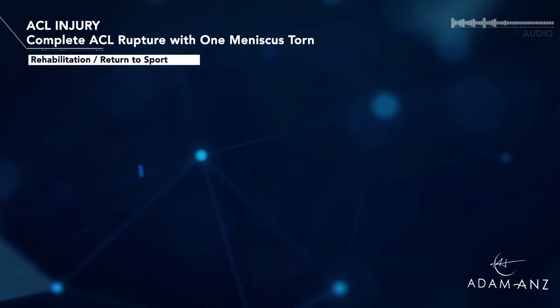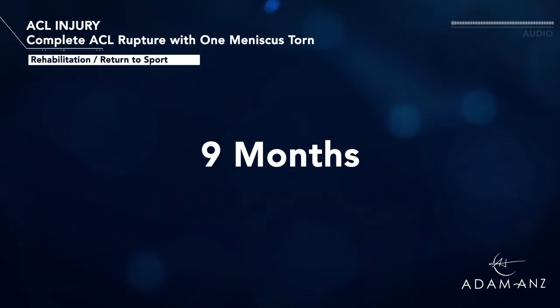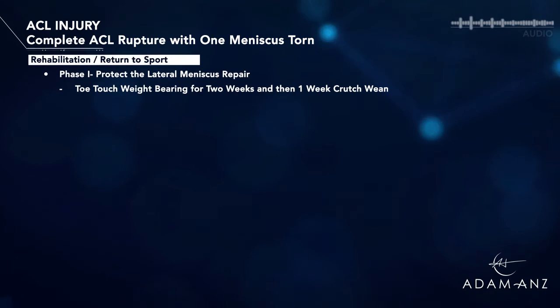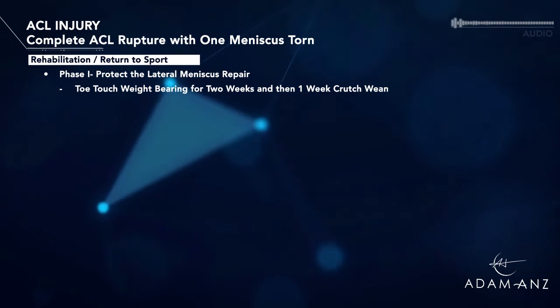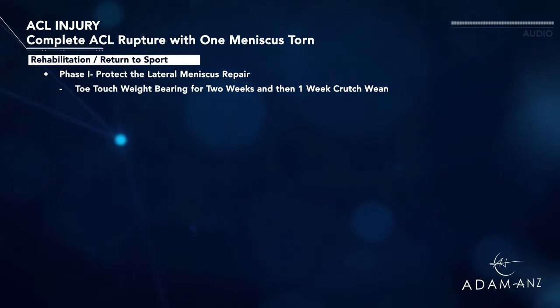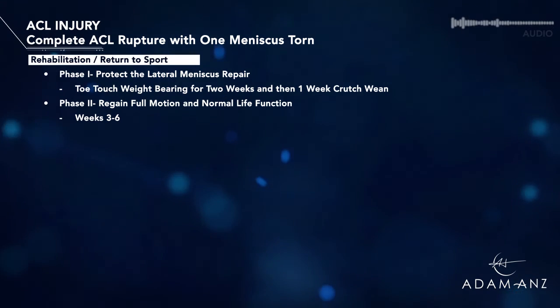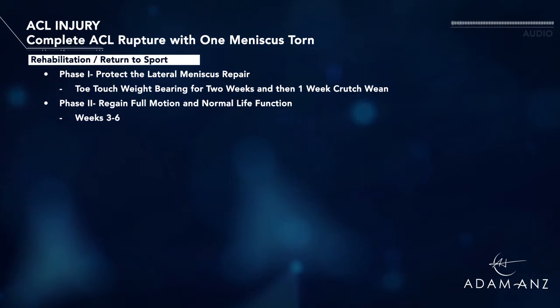Our rehabilitation typically takes 9 months, and this is guided upon studies of re-injury rates and outcomes. In phase 1, we protect our lateral meniscus repair. For this patient, we kept him toe-touch weight bearing for 2 weeks and then a 1-week crutch weaning protocol. Phase 2 is regaining full motion after that protection phase and normal life function.